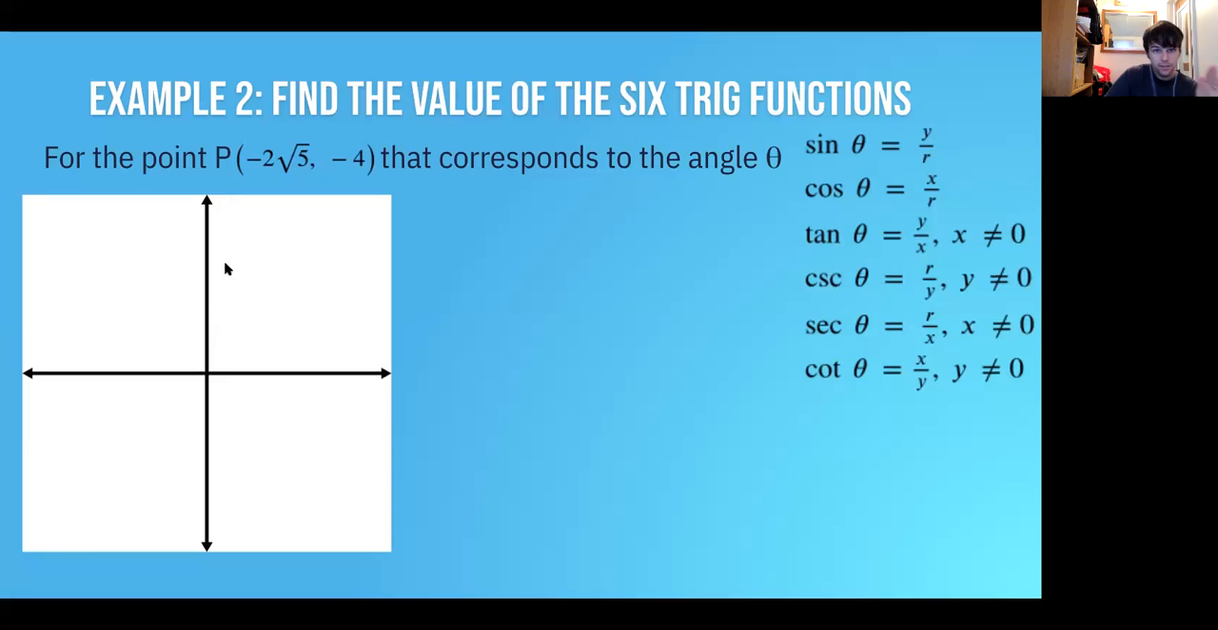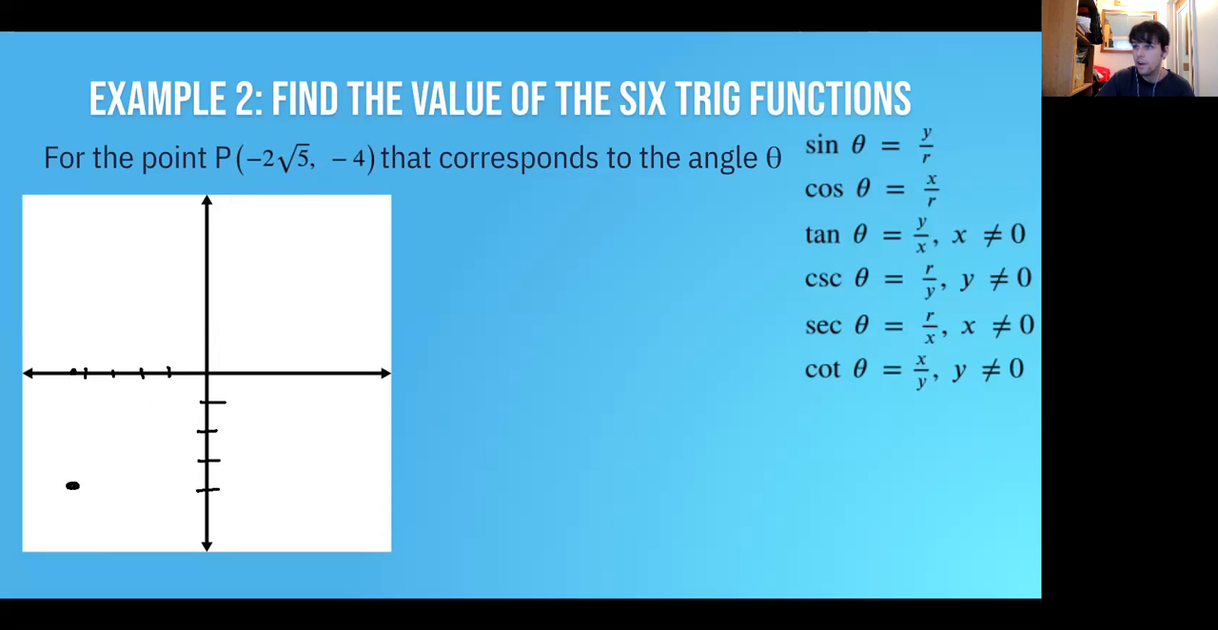So it's -2 √5. We could get a calculator out. It's probably a little more than 4. So 1, 2, 3, 4. In the negative direction, we'll just say it's around here for my sake, and then down 4, 1, 2, 3, 4. So we'll put it right there. That's the point we're dealing with.